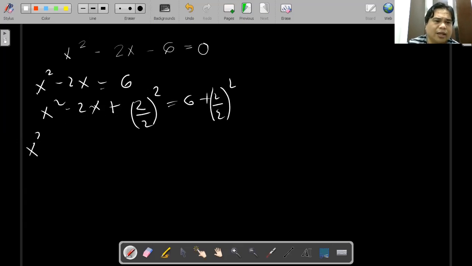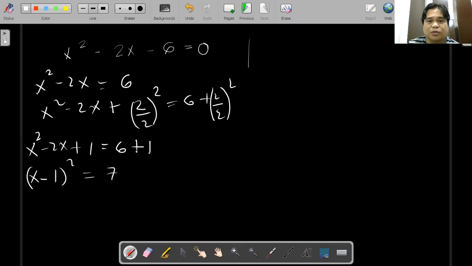6 plus 2 over 2 to the power of 2. Okay. X squared minus 2x plus 2 over 2, that's 1. When you square it, it's the same. That's 1. 6 plus 1 as well. Okay, we now have arrived at an expression which is actually a perfect square, okay? So this is now x minus 1 squared. 6 plus 1 is 7.